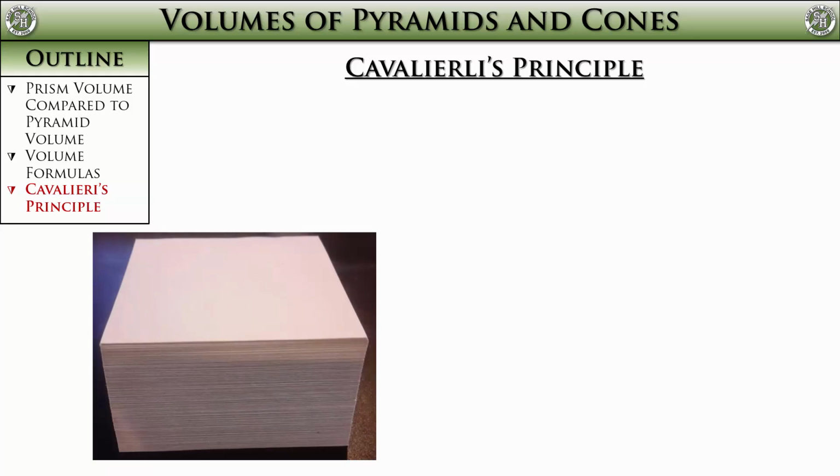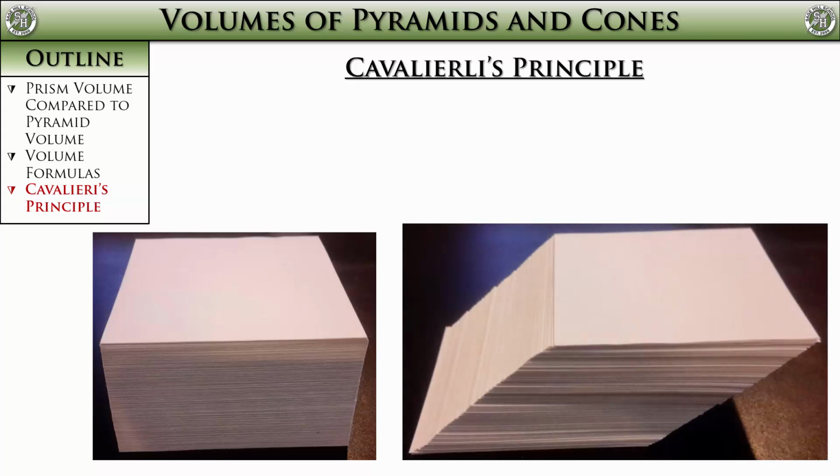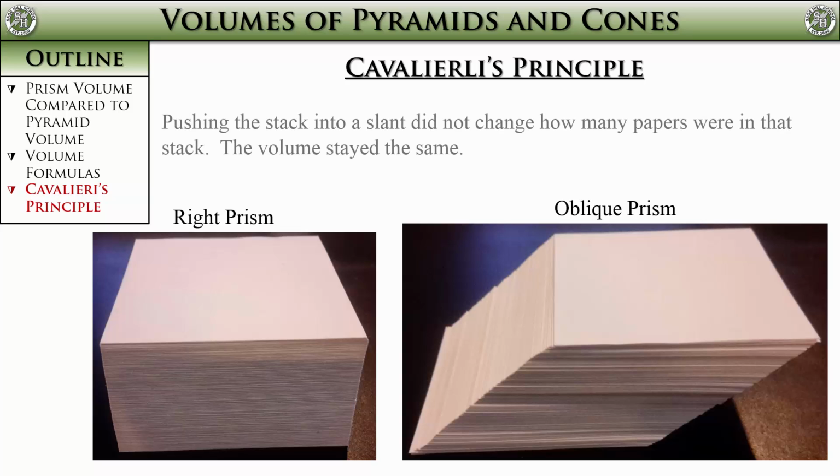Let's say I have a stack of papers. Now let's say I take that same stack of papers and knock it over slightly. I have changed a right prism into an oblique prism. The height of my prism didn't change. The stack is still the same amount of papers, and they didn't suddenly get smaller. Pushing the stack into a slant did not change how many papers were in that stack. The volume stayed the same. Make sense? The same amount of paper is still in each stack.